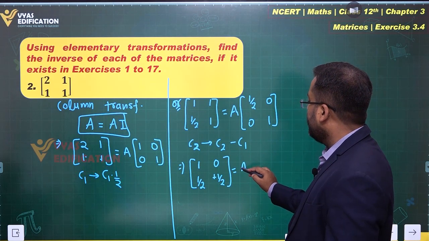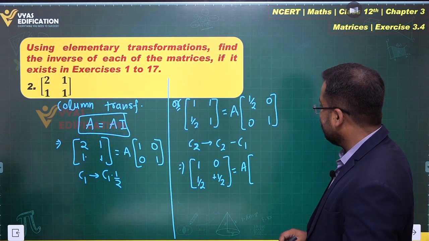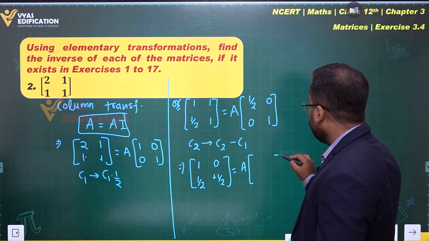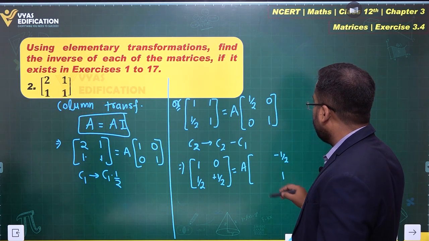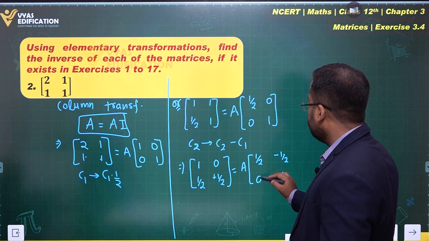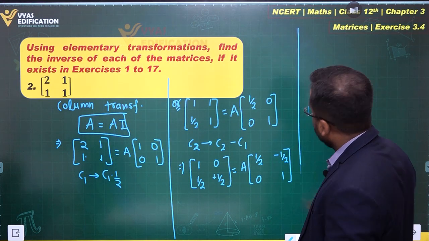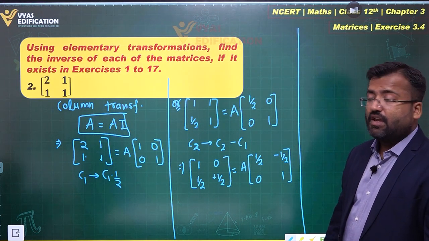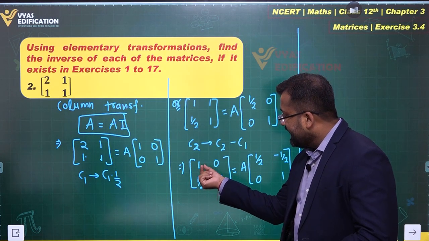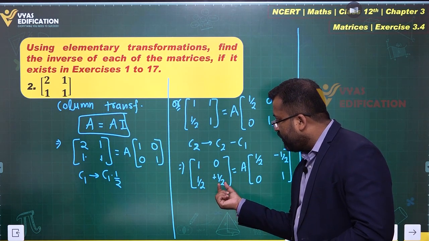And what will you get over here? C2 is changed, right? 0 minus half would be minus 1 by 2. 1 minus 0 would be 1. This is half, which is okay. This is 0, which is also okay. But now, this is what you get. Once you are done with this, this becomes a 1, this becomes a 0. Next, we'll focus on this.